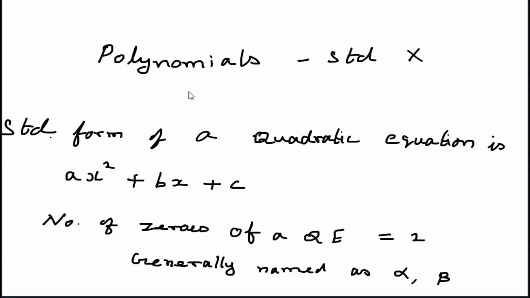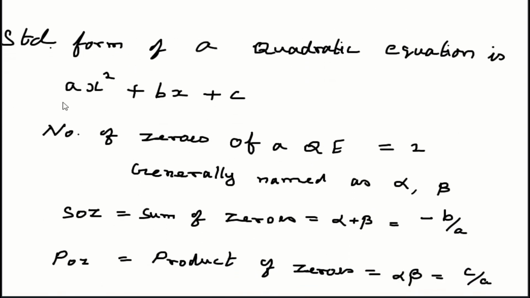Today we are going to see polynomials of standard 10 CBSE. We all know that the standard format of a quadratic equation is given by ax square plus bx plus c. Now we are going to see only quadratic equations here. So this is the standard format. The x square coefficient is named as A, the x coefficient is named as B, and the constant term is named as C. This B you should say along with the sign.